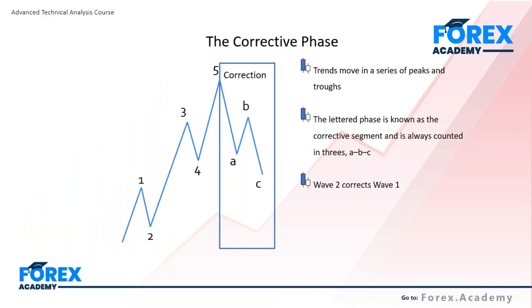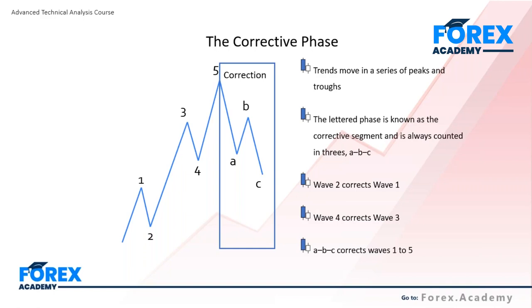It's also important to remember that just as one impulse, 1 through to 5, is made up of 3 impulsive waves, it then, in order to complete the overall structure, is made up of 2 corrective waves, wave 2 and wave 4. So wave 2 corrects wave 1, and wave 4 corrects wave 3. Once we've completed 1 through to 5, A, B, and C will correct waves 1 through to 5.